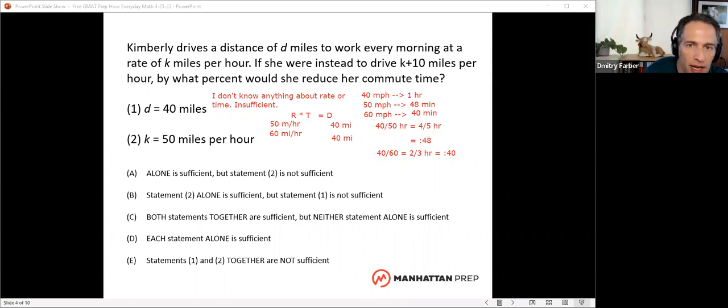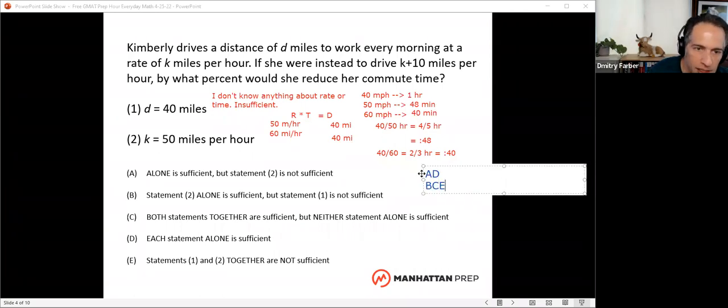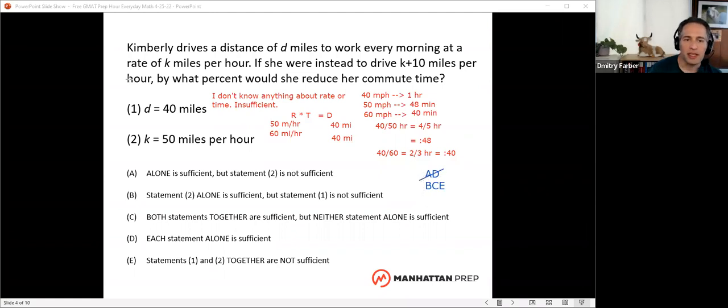And if you're used to doing our AD-BCE method, you'd say, okay, if statement one is insufficient, you're going to cross off AD. So now what we've seen, we've already tested 50 miles per hour with the distance, but I have to be careful. I don't want to get into statement carryover. I want to look at statement 2 on its own and say, in general, if you're going 50 miles per hour, if you go up to 60, do I know the percent that reduces your commute time?